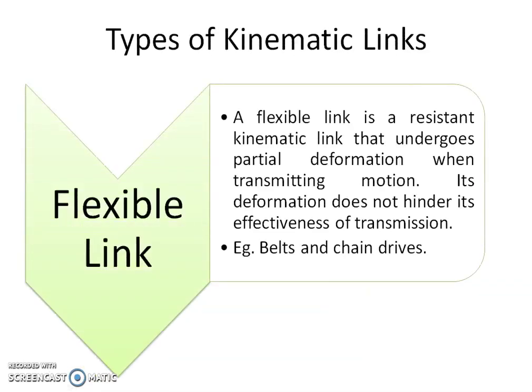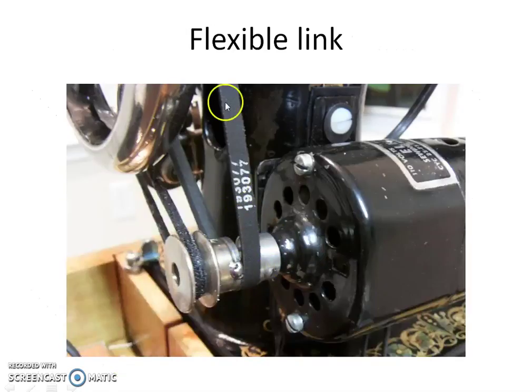The second type of kinematic link is a flexible link, which undergoes partial deformation while transmitting motion, but this deformation does not hinder the transmission of motion. Examples are belt or chain drives. Over here there is a belt drive that can be seen. This belt is flexible. It undergoes deformation while transmitting motion, but it does not hinder the effectiveness of the transmission of motion from this pulley to the second pulley. So between the pulleys the motion transmission takes place without any hindrance. So this belt drive can be classified under flexible link.